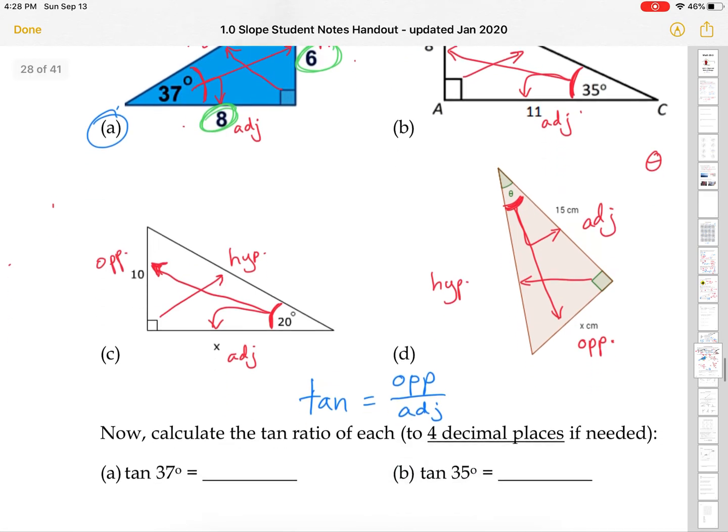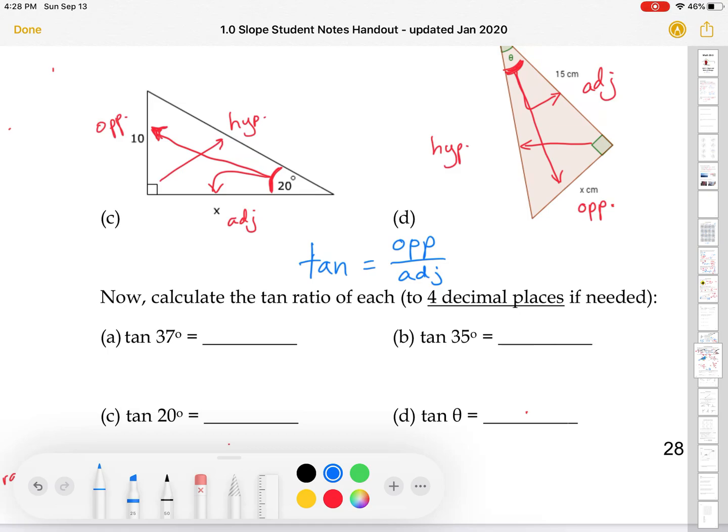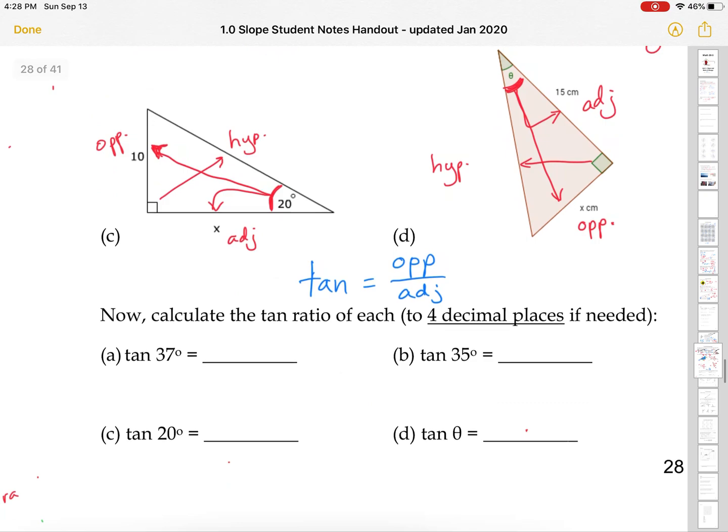So if we're doing our tan ratio, what did we say? Oops, I already forgot, just scrolling. Opposite is 6, adjacent is 8. So it's opposite over adjacent, so it's 6 over 8. Now I can divide that, and when I divide it, I get 0.75. Okay, so it's a ratio, but we're going to put it in decimal form.